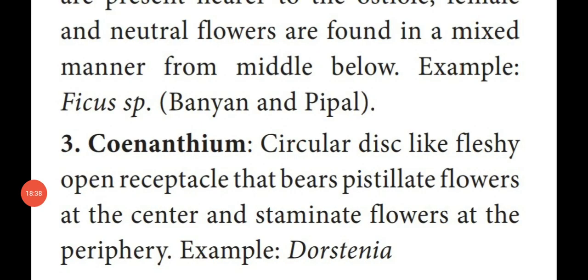The next type is cynanthium. Here also they have a circular, disc-shaped, fleshy receptacle, always green in color, which is open, that means it contains many openings. It contains pistillate flowers, that means female flowers, at the center, and staminate flowers, that means male flowers, at the margin, that means periphery. Example, Dorstenia. There is another type of special inflorescence named cynanthium. Example, Dorstenia.